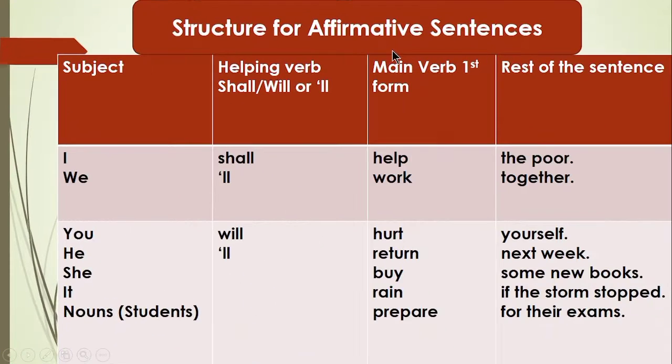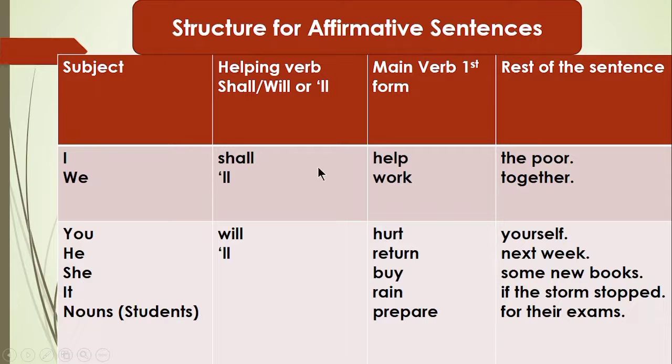So we have structure for affirmative sentences. For affirmative sentences, we bring the subject to the start of the sentence, then the helping verb. If the subject is I or we, we can use shall or 'll. But remember, will is also permissible or acceptable. Then if we have other subjects like you, he, she, it, or a noun, we use will or 'll, then the base form of the verb, and then the rest of the sentence.